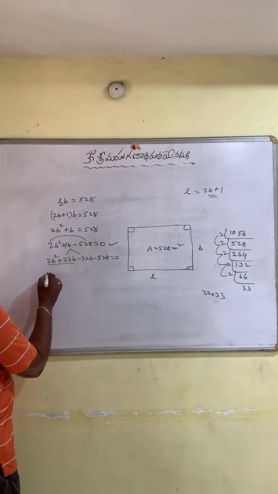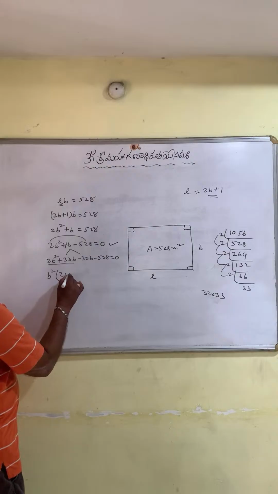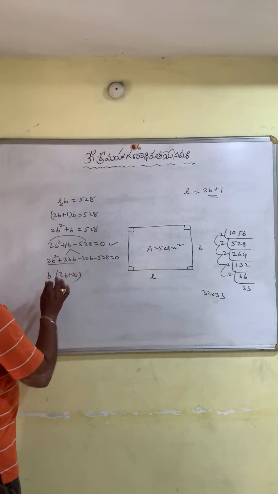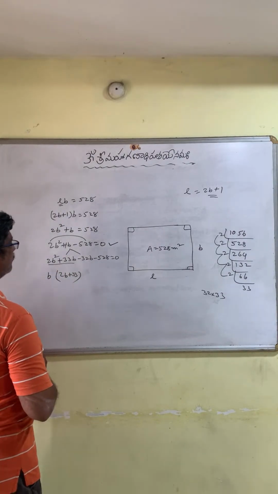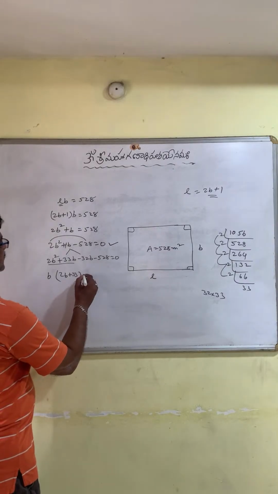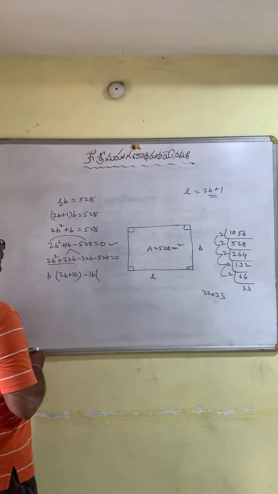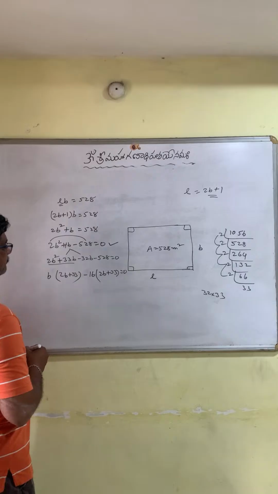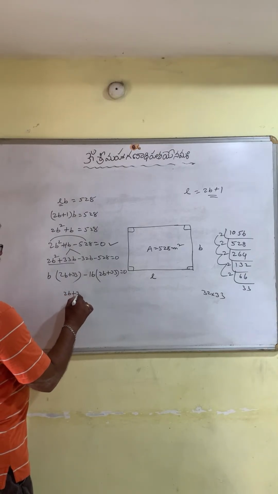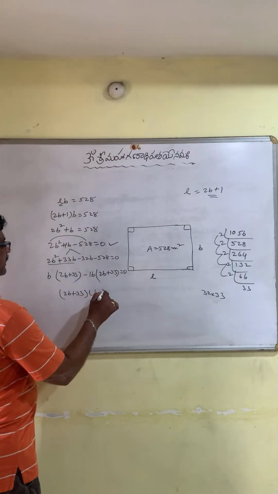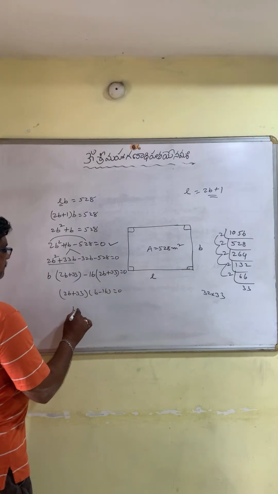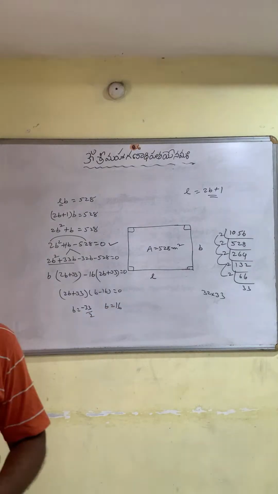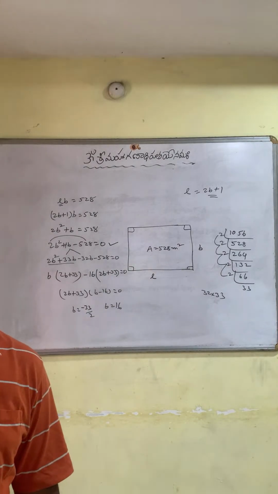From the first two terms we can take b common. Remaining is 2b plus 33. And from the other two terms, I can take negative 16 common. So (2b plus 33)(b minus 16) is equal to 0. b is equal to negative 33 by 2, or b is equal to 16.